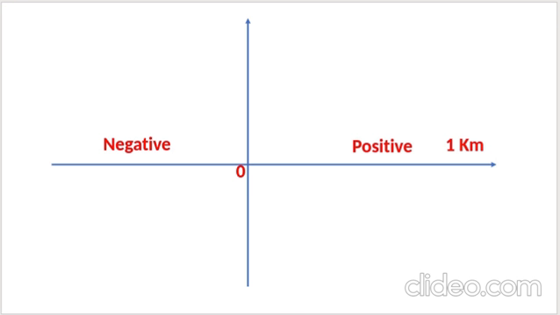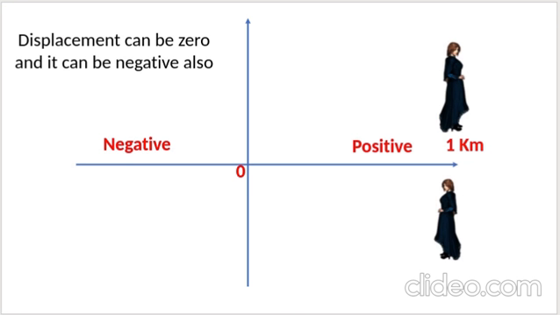Now when I talk about negative and positive kilometers, how do I determine it? Displacement can be zero, it can be positive, and it can also be negative. Always remember, displacement can be negative, positive, zero, anything.